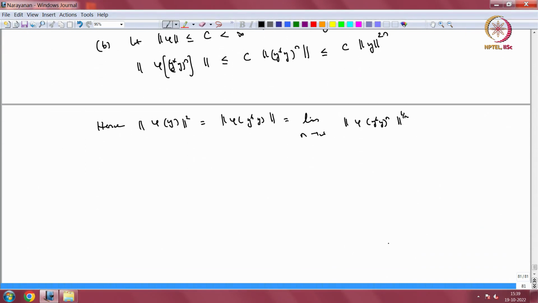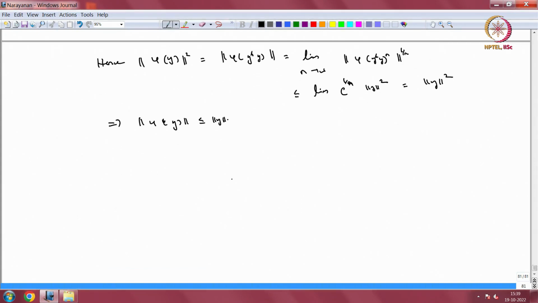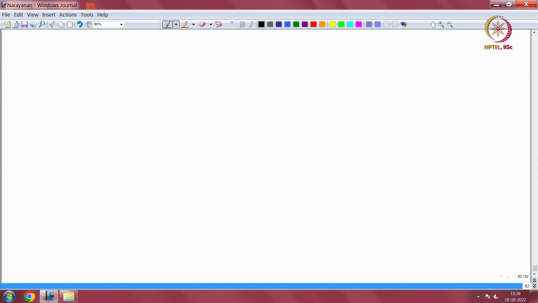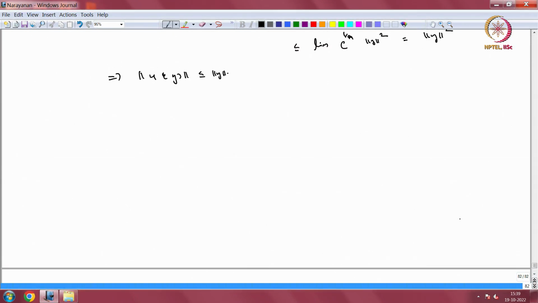So, spectral radius formula and so on, this is less than or equal to limit C to the 1 by n norm y square, okay, equal to norm y square, okay, from whatever we have done earlier. So, this tells me that the norm is less than or equal to 1. Okay. All right. So, that was just an amusing corollary that any star homomorphism has to have norm less than or equal to 1. Okay.